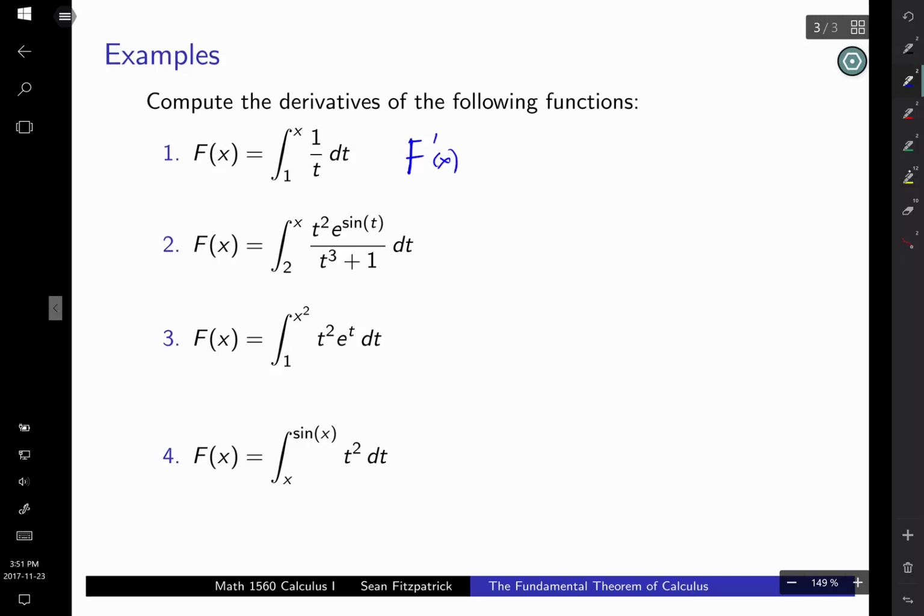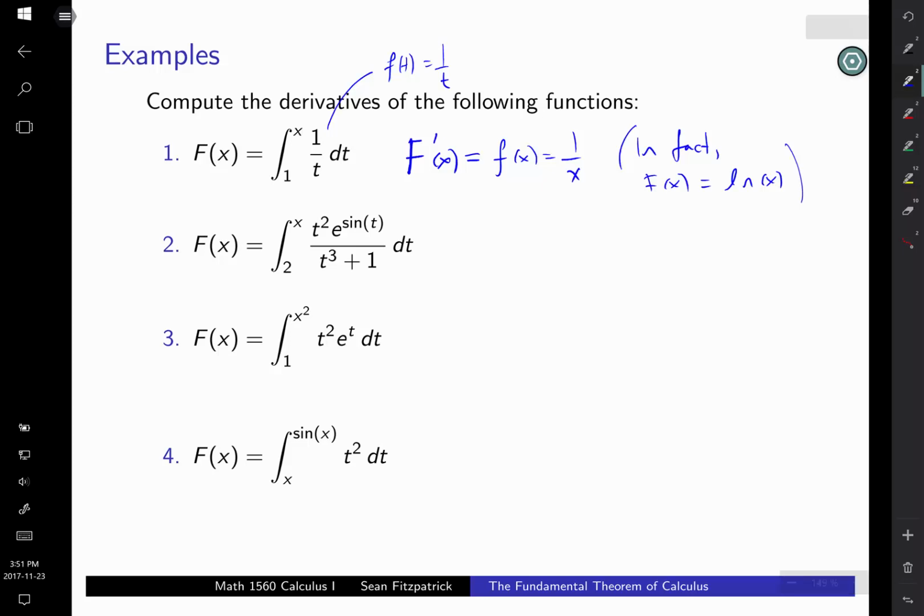F prime of x is got to be, well, my little f of t here is 1 over t. And the fundamental theorem says that big F prime is little f. So what's little f? It's 1 over x. One thing you might note is that in fact this big F is the natural log. Notice that F of 1 is 0, just like you have for the natural log.